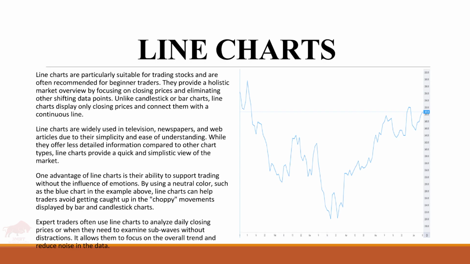Lastly, line charts offer a simplified view of price trends, making them ideal for identifying long-term patterns. A line chart consists of a single line that connects the closing prices of an asset or instrument over a specified time period. Each data point represents the closing price, and when connected, they form a continuous line that visualizes the price movement. By observing the slope and direction of the line, traders can determine whether the market is in an uptrend, downtrend, or sideways range.